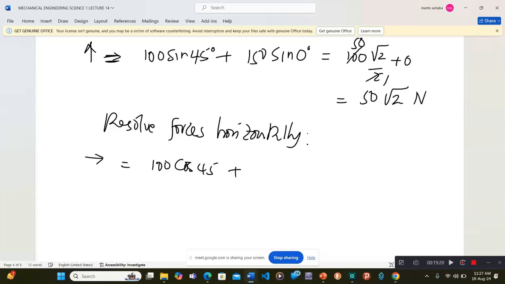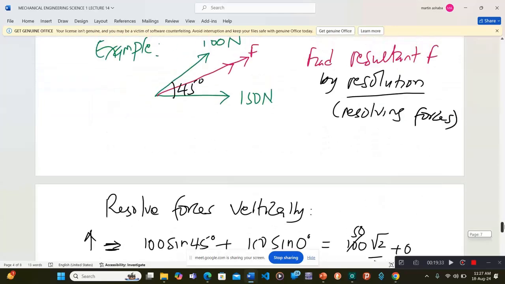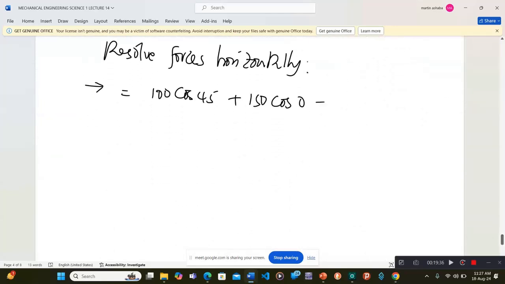Then plus, because the horizontal component is positive, I've left it as positive. The other side will also be 150 cos 0 because it is horizontal and makes an angle 0 with the horizontal. Cos 45 is also root 2 out of 2. So it will be 100 root 2 out of 2 plus 150. So what will that be? It will be 50 root 2 plus 150.